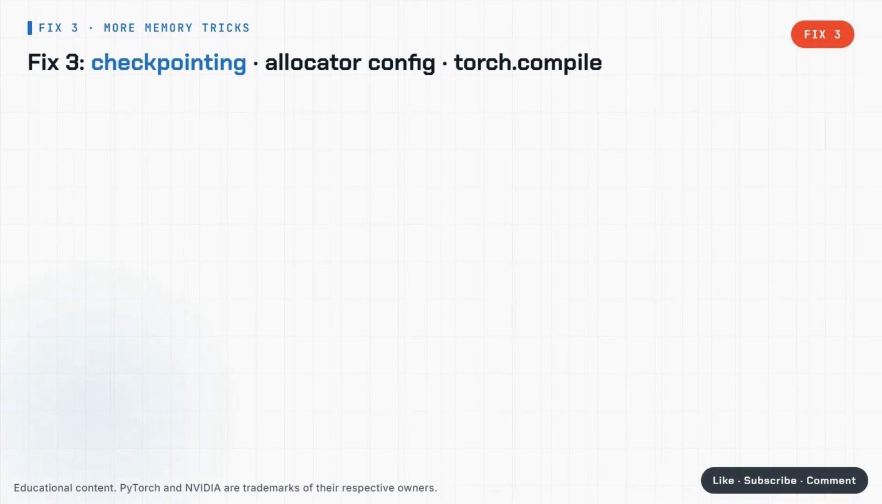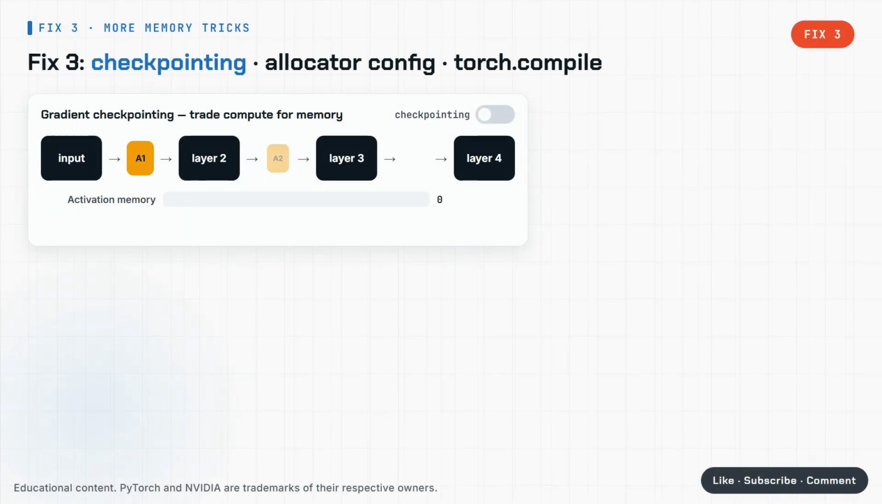Fix 3. More memory tricks. Gradient checkpointing recomputes activations in the backward pass instead of storing them. Memory drops from order n to order square root of n at about 20% slower training.